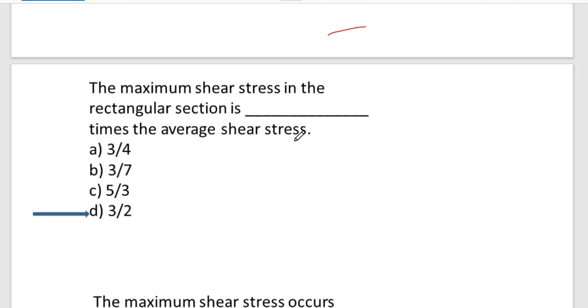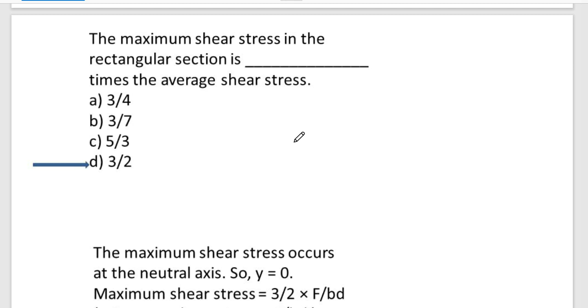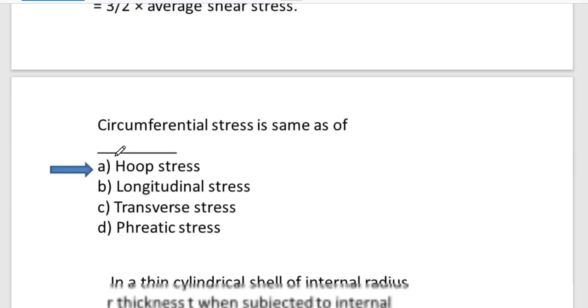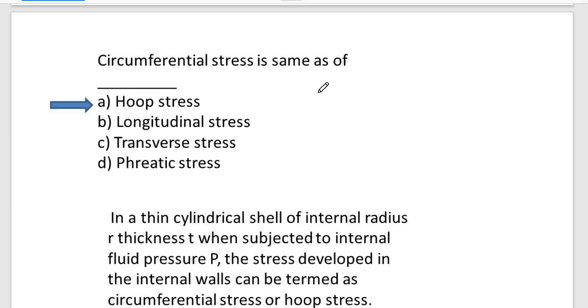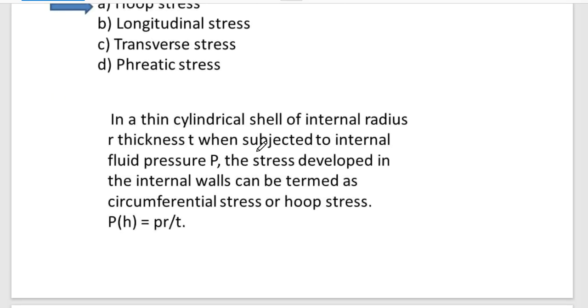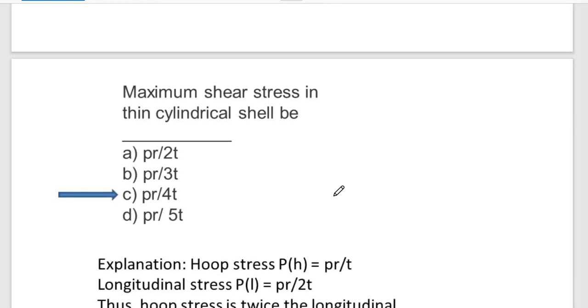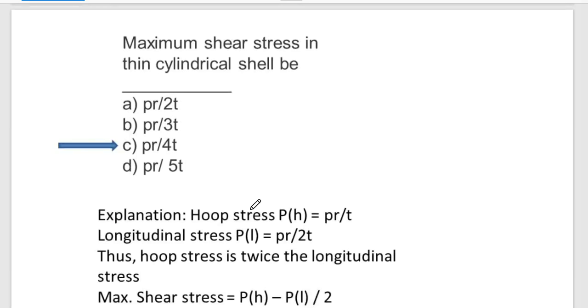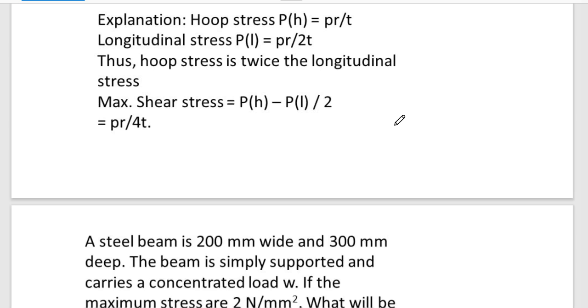Next, the maximum shear stress in the rectangular section. For a rectangular section it is 1.5 times, that is 3 by 2 times the average shear stress, right? Option D is correct. Next question, circumferential stress is the same as which stress? Hoop stress and circumferential stress are the same. Next, maximum shear stress in a thin cylindrical shell. If hoop stress is PR by T and longitudinal stress is PR by 2T, so hoop stress is basically twice the longitudinal stress. So ultimately the maximum shear stress will be PR by 4T as the answer.